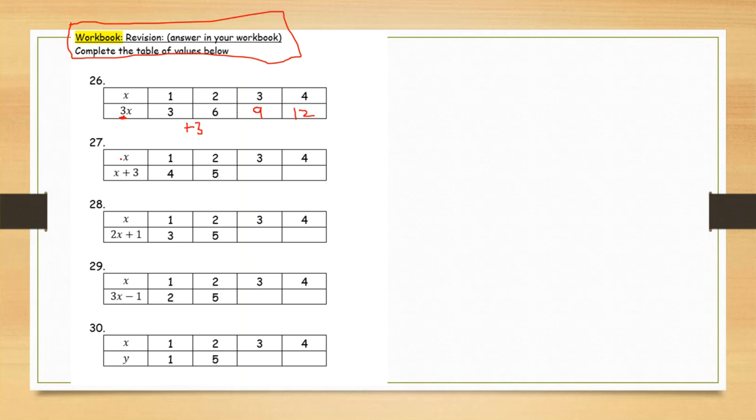Here, x on top again, the rule changes to x plus 3. So this time we're adding 3 to the top numbers. 1 plus 3 is 4, 2 plus 3 is 5, 3 plus 3 is 6, and 4 plus 3 is 7. Here, as we go from 4 to 5, we're just adding 1, and you can see here that x could be written as 1x.